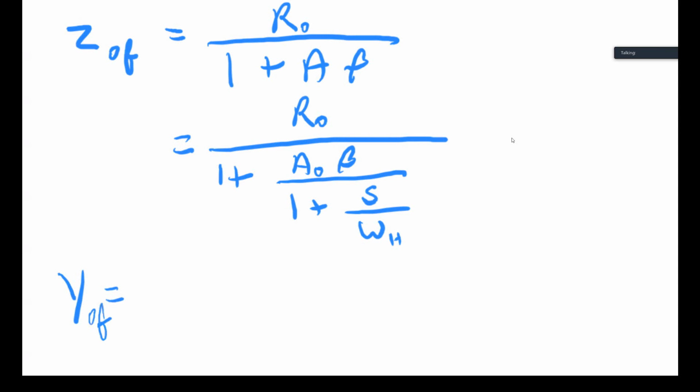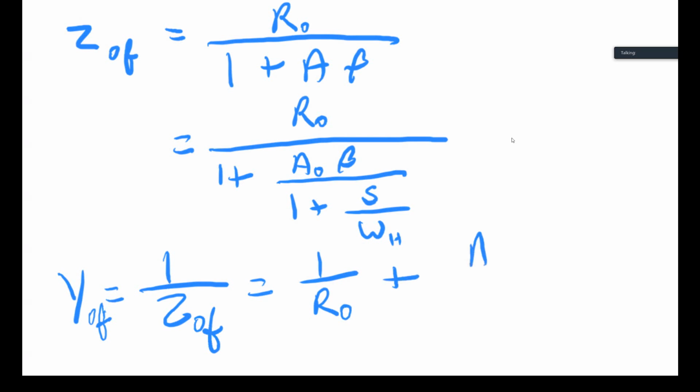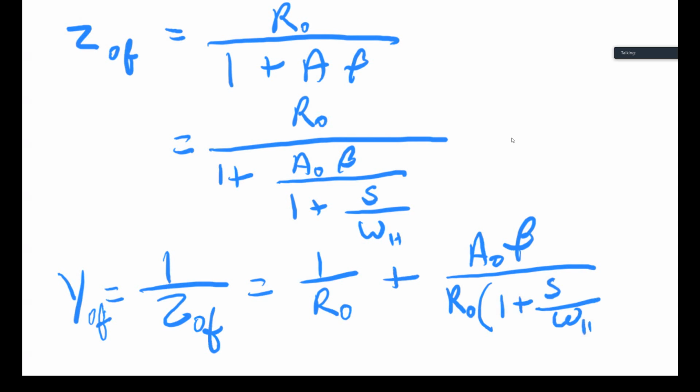And if we manipulate this to put it in a complex admittance expression, that would look as the closed loop output admittance, which is 1 over Z. That will give us 1 over the output resistance plus, like so.